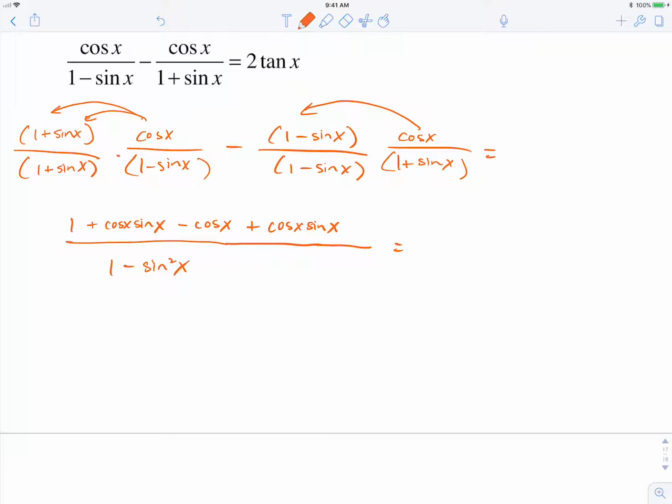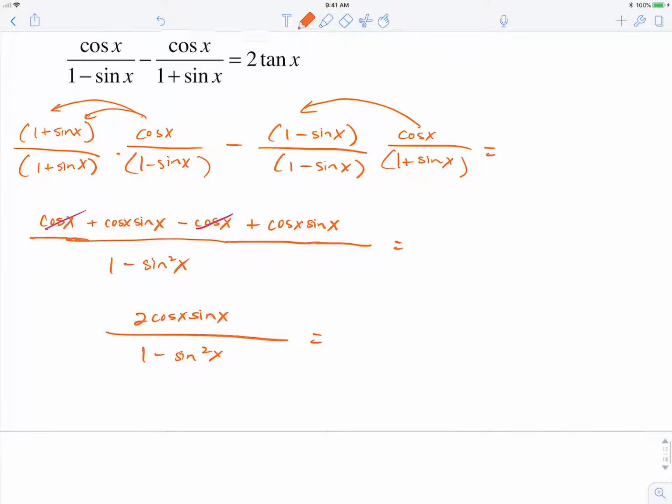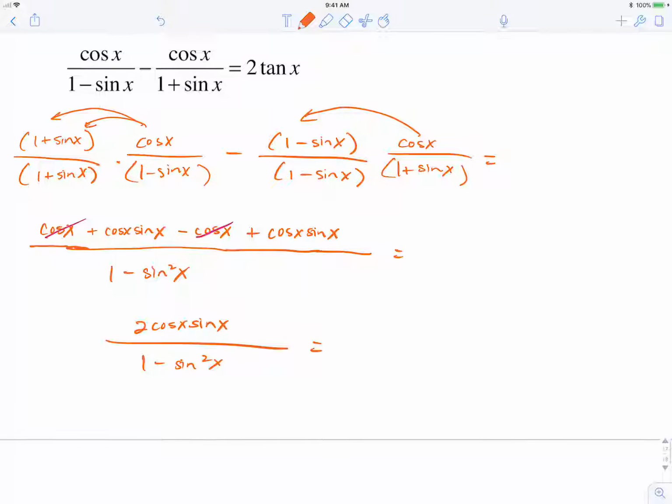Okay, so that's going to give us, what am I missing? Oh, I forgot when I first distributed that that's cosine. Cosine times 1 is cosine. Okay, so the cosines are going to cancel. Here we go. I'll leave us with 2 cosine. Now, we need 2 tan of x. We have the 2.